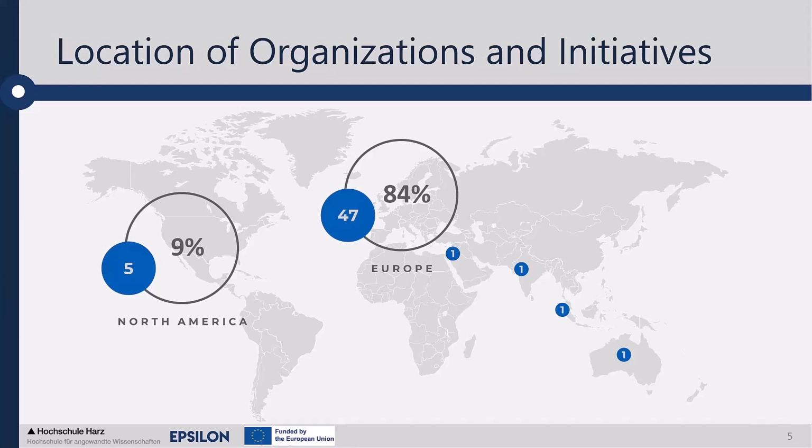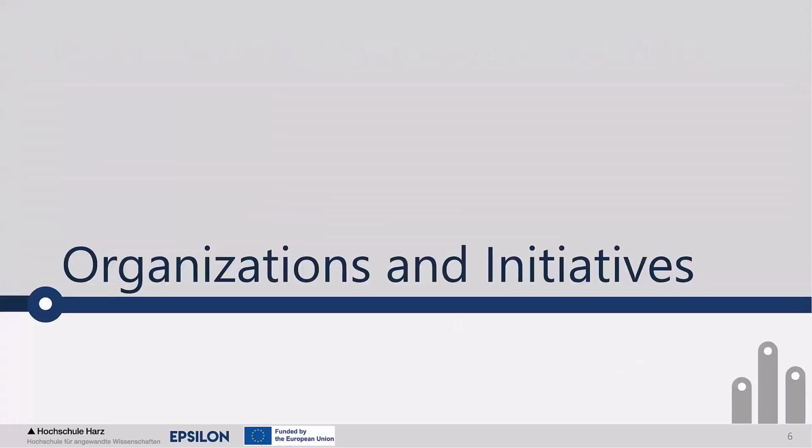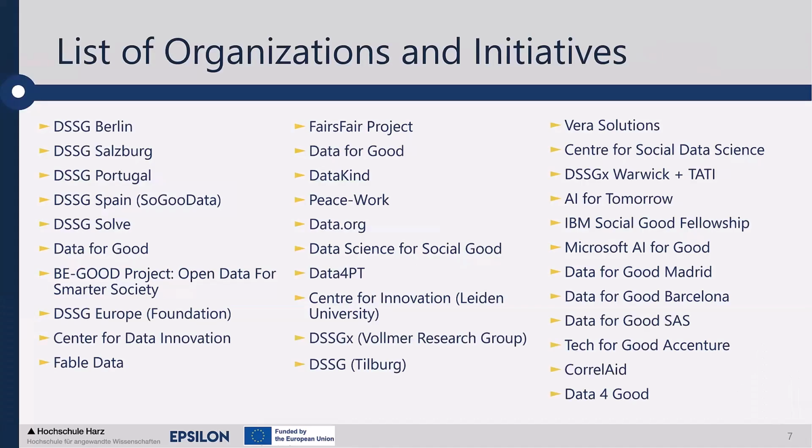What we can see here is we have 47 initiatives in Europe. 5 initiatives were identifiable by our research in the United States. And then we had in Australia, for instance, or in Thailand, wherever, one more initiative, so individual initiatives in other countries. So our focus lies on Europe, and what we can see here is that most of the volunteer initiatives are based here. In order to give you an idea about the initiatives itself, we listed all these initiatives.